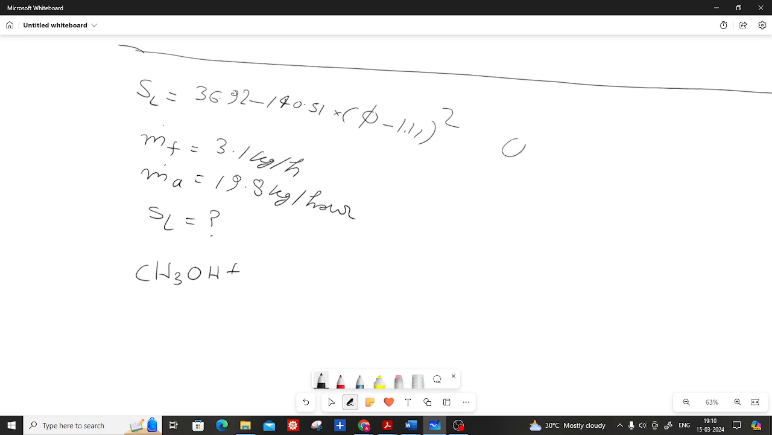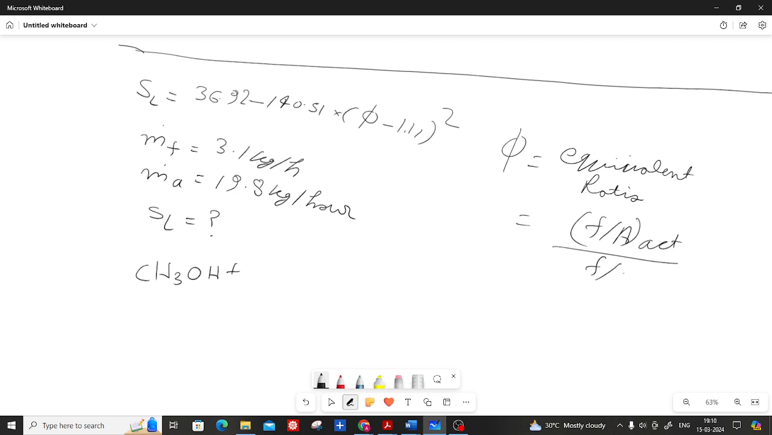Phi is the equivalence ratio. You just need to find the equivalence ratio for the combustion of methanol. Phi is fuel-air actual upon fuel-air theoretical. You need to find that, that's it. Once you get the equivalence ratio, you substitute its value in this equation and you will get the answer.